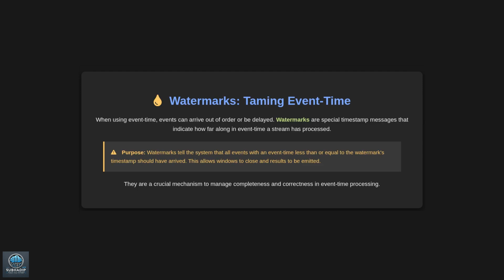Watermarks are essential for taming event time processing. Since events can arrive out of order or be delayed, watermarks act as special timestamp messages. They tell the system that all events with an event time less than or equal to the watermark's timestamp are considered to have arrived. This allows windows to close and accurate results to be emitted, ensuring correctness in our real-time calculations.